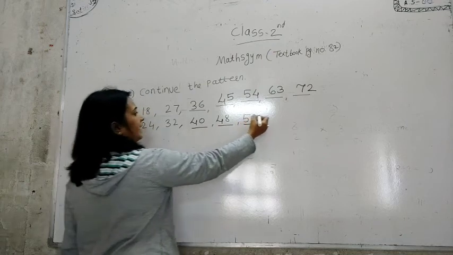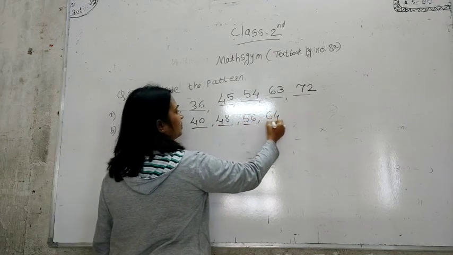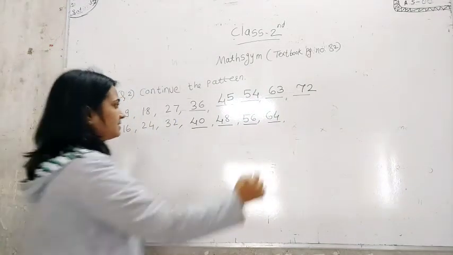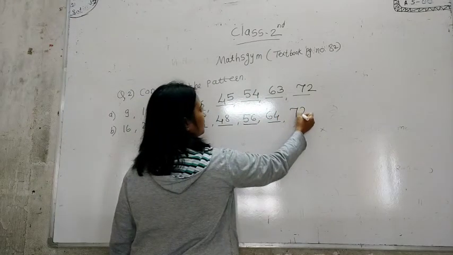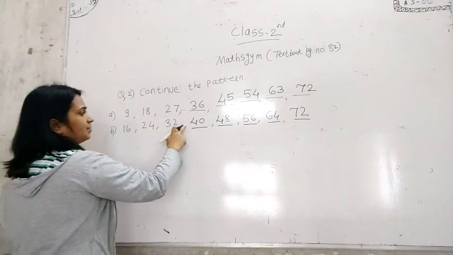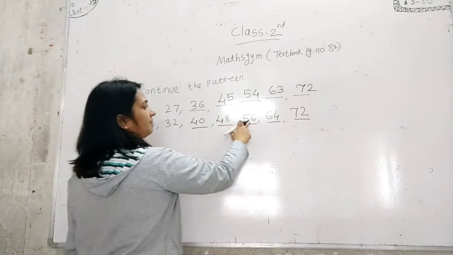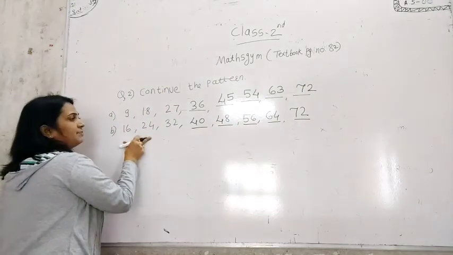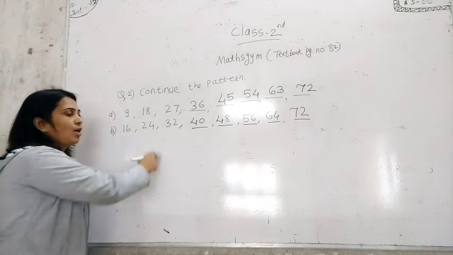Then 8 8s are 64 and 8 9s are 72. So our pattern is 16, 24, 32, 40, 48, 56, 64 and 72. The numbers are with a difference of 8, that is the multiplication table of 8.